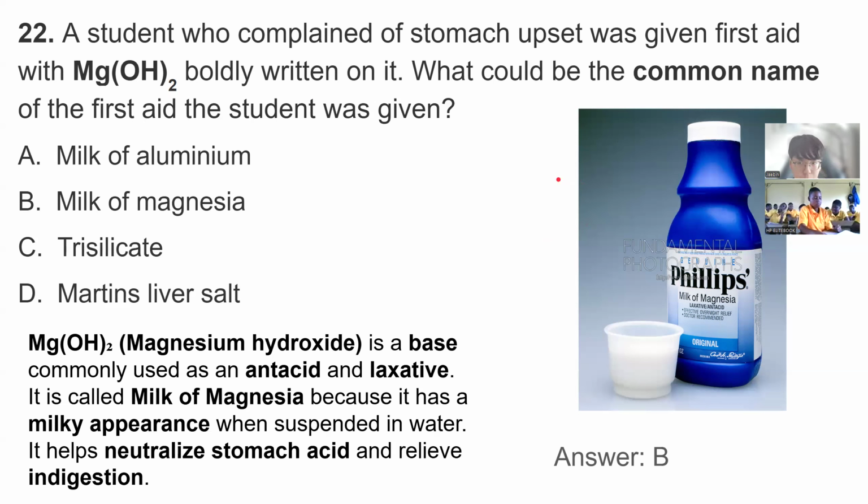I'll just wait for some of you to write this down if you need it. For this, you can just write down milk of magnesia equals MgOH2.